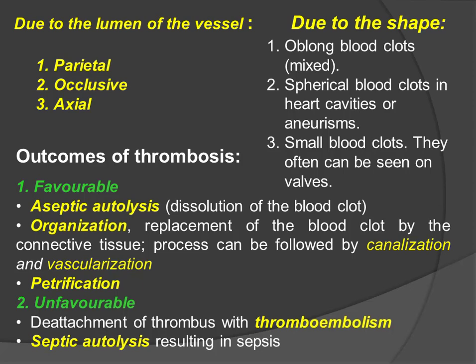Unfavorable outcomes: thrombus detachment with the development of thromboembolism. The next, septic autolysis, is an unfavorable outcome which occurs when the blood clot becomes infected from the blood or vascular wall. It is accompanied by the development of septicopyemia. Generally, the effects of thrombosis are determined by the rate of its development, localization, and extent. Occlusive thrombi in the veins lead to chronic venous congestion. Thrombi in arteries lead to ischemia, up to necrosis or infarction. Concerns about the thrombus are due to the possible complications.